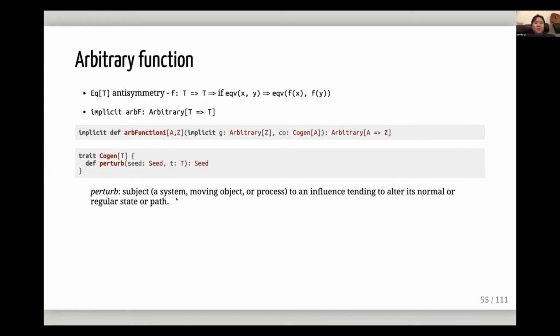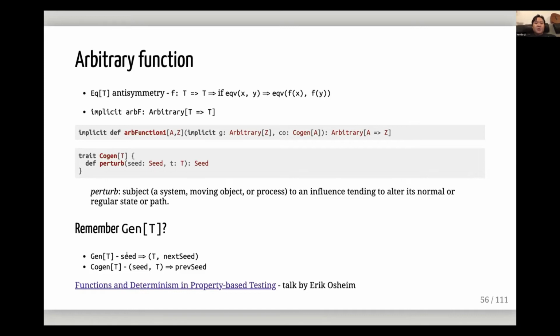But this looks familiar, actually. Remember the Gen that we talked about in one of the previous slides, about Gen being a state monad? If we compare the signature, Gen takes a seed as a state, produces a value, and then produces the next seed to be passed along to the next Gen invocation. And Cogen looks like the inverse of Gen, which takes a seed and the current value and produces the previous seed. There's actually an excellent talk from Eric Rosheim on functions and determinism in property-based testing. It digs into this particular topic in depth. It's really worth checking out.